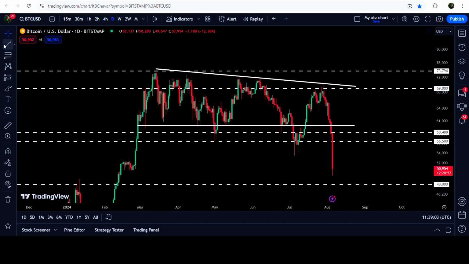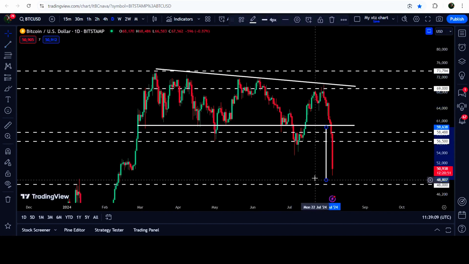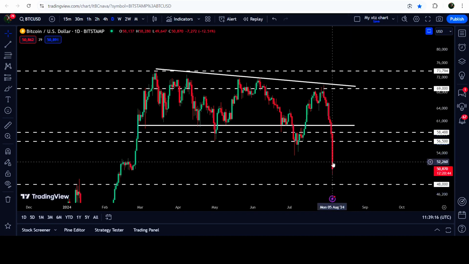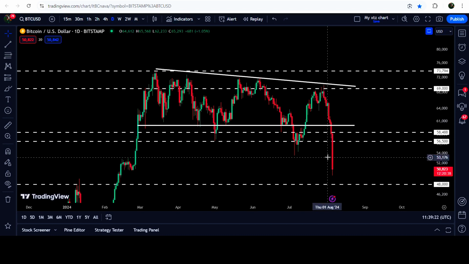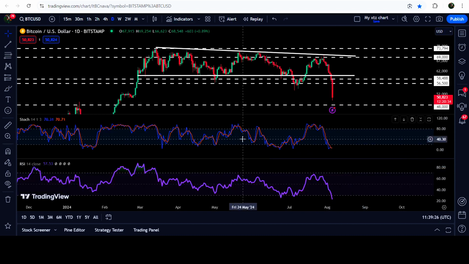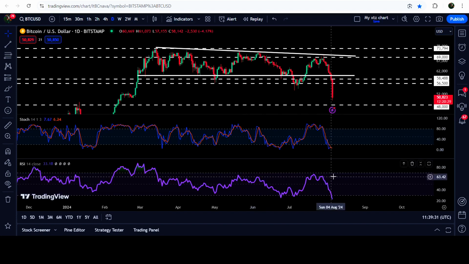Now, if you take a look at the target for this breakdown from this descending triangle, the technical target for this breakdown is, by the way, here, approximately at $48,800. And you can see that the price line has almost hit that target, because so far it has dropped up to $49,647. Now if we take a look at the oscillators, then you can see that stochastic has entered the oversold zone once again, and RSI has also entered the oversold zone.